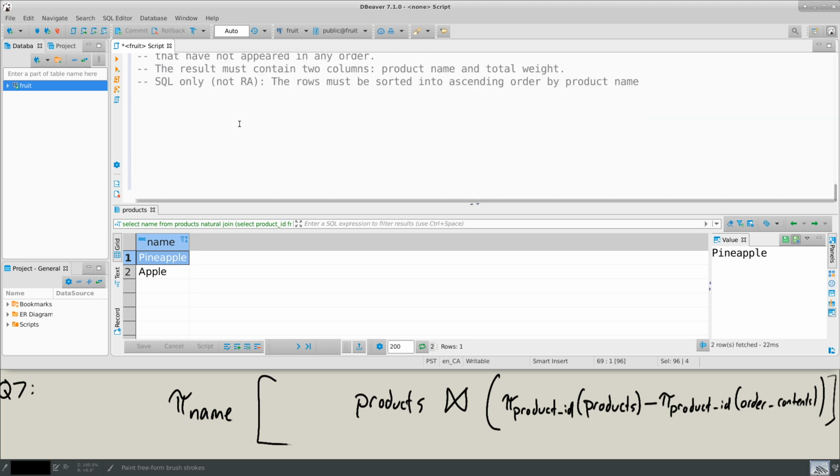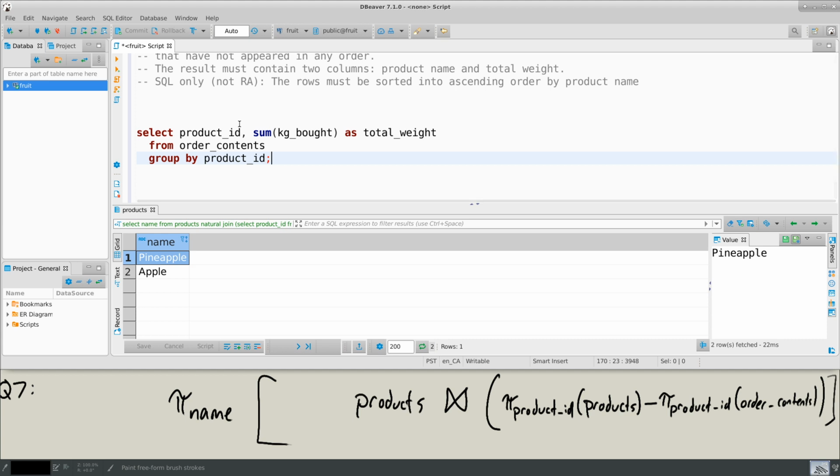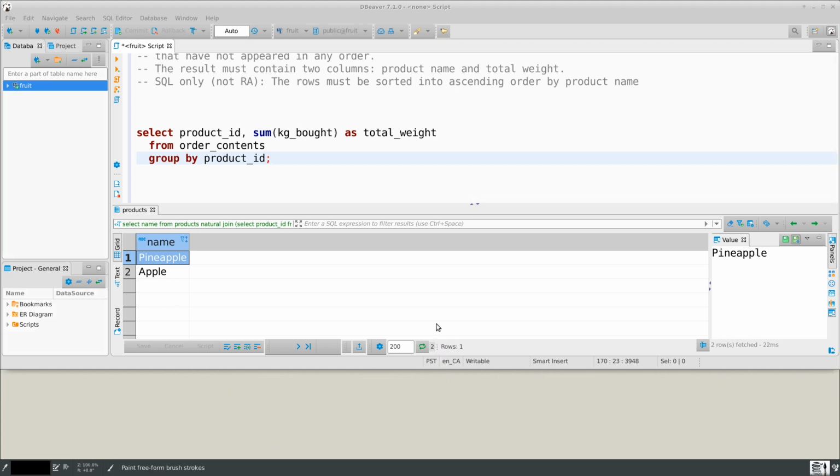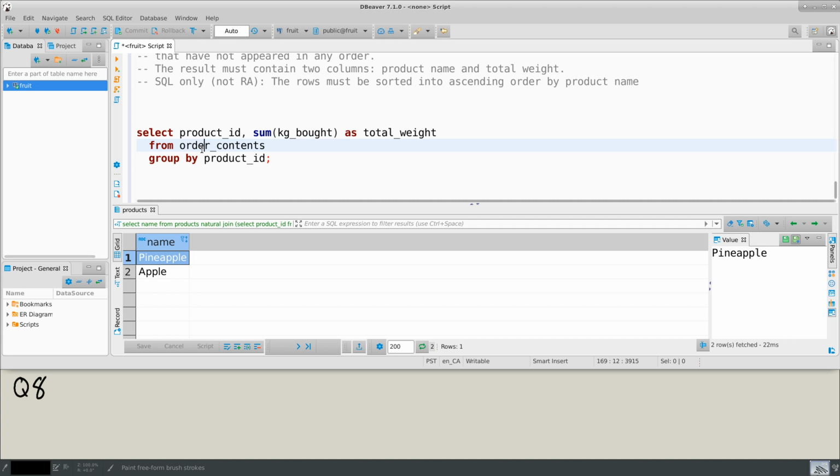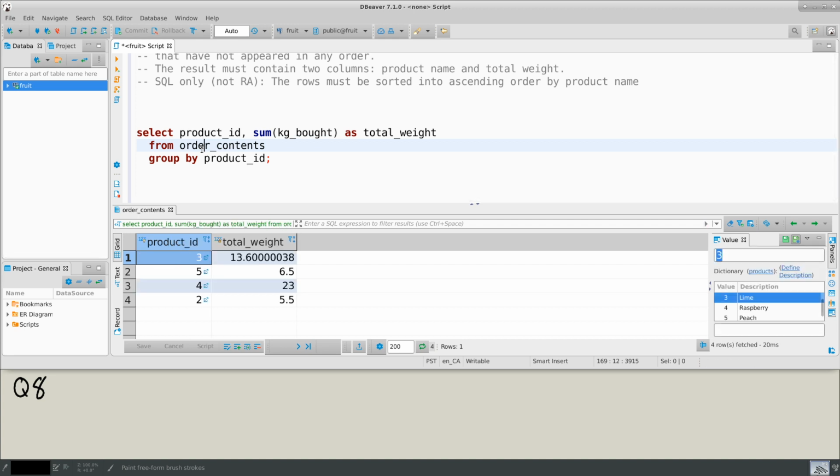Okay, query 7, query 8. And I will also get rid of this. We're going to need to actually make this window bigger to fit the ugly relational algebra we need for this. Query 8. Okay, so this selects the product ID and the total weight of every product that has ever been sold. What I want is to somehow broaden this set to include the products that haven't been sold.